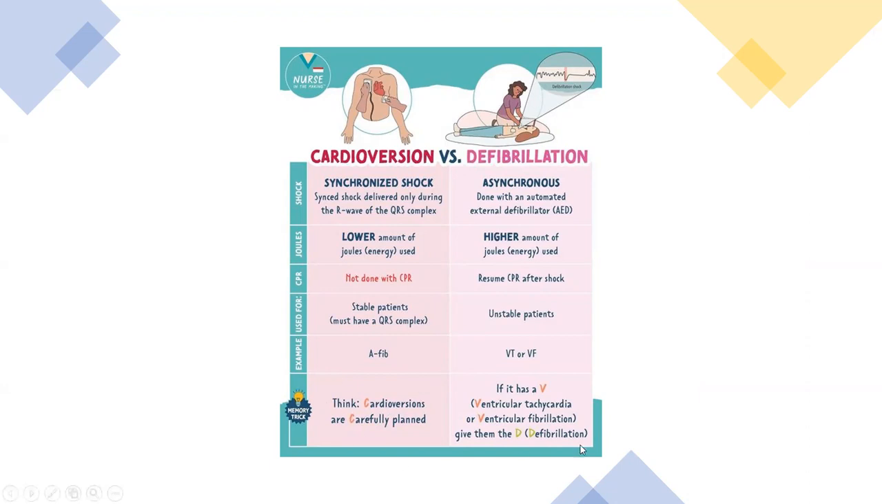This little memory trick is helpful for cardioversions. Cardioversions are carefully planned, so CC. Defib, if it has a V, ventricular tachycardia or ventricular fibrillation, give them the D, defibrillation.